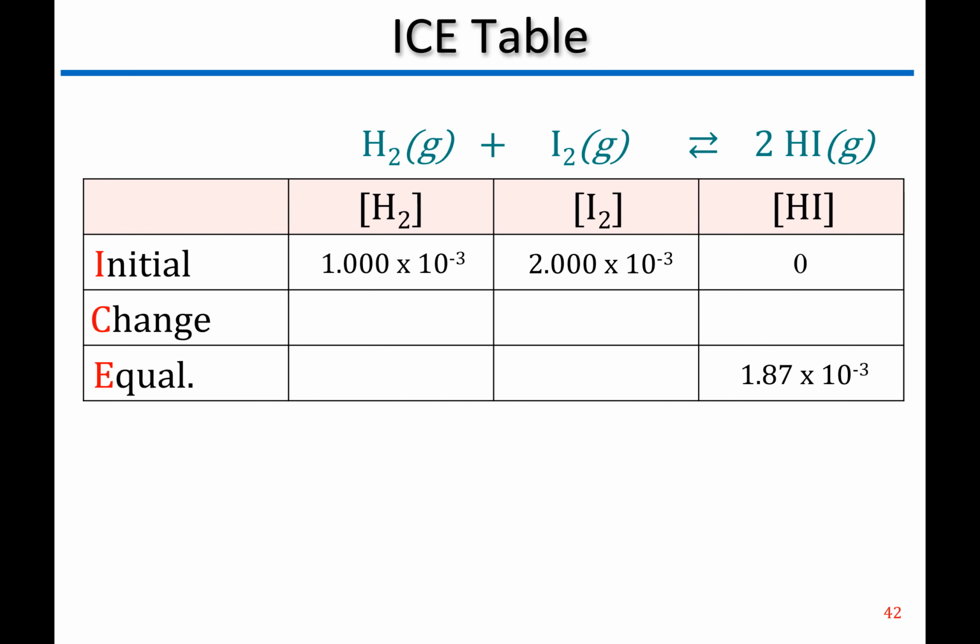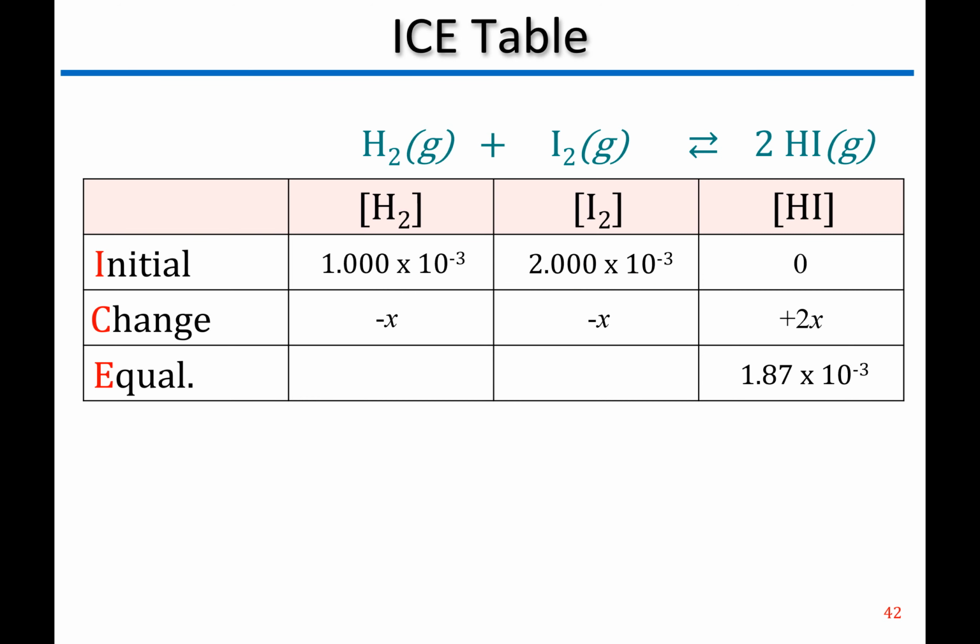So now we have to fill in the rest of the table. We're looking for this value and this value in order to determine Kc. So how can we do that? Well, first, we need to fill in the change line. Based on our reaction equation, we know that H2 and I2 are decreasing, since they're going away and forming product. We know our product is increasing.